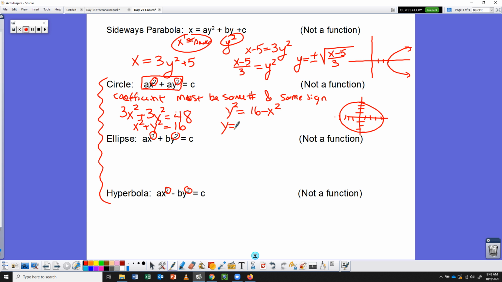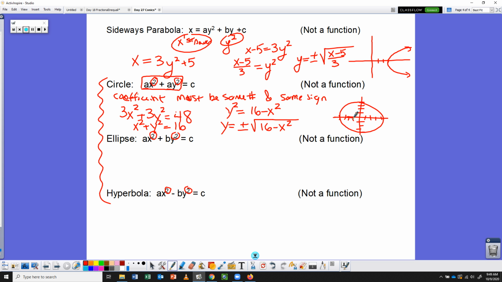Again, remember, when you're taking the square root, you're going to get a plus and a minus. So the equations, there's actually two of them here that you'd have to graph, are positive the square root of 16 minus x squared, and the negative square root of 16 minus x squared. So the positive one would give you the top half of the circle, and the negative one would give you the underside of the circle.